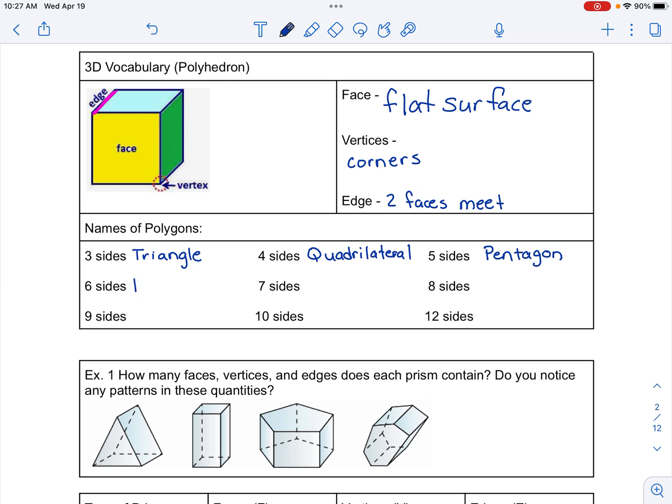A five-sided, it's called a pentagon. 6 sides is hexagon. 7 is heptagon, H-E-P-T-A-G-O-N. 8 side, octagon. 9 is called nonagon. It's not used very much. 10, we use this one, decagon, like a decade, decagon. And 12 is called dodecagon.